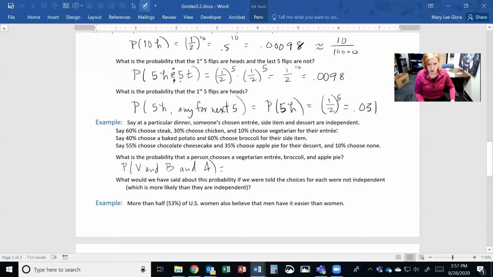Well, since we were told they're independent, and we would have to be told this because we would not guess they were independent, because they're not. They wouldn't be. But this is the probability of V times the probability of B times the probability of A. So we just take the first one. Here's my vegetarian, 10%. That's 0.1. Here's my broccoli, 60%. That's going to be 0.6. 35% choose apple pie. This will be 0.35. So 0.1 times 0.6 times 0.35 happens to be 0.021.